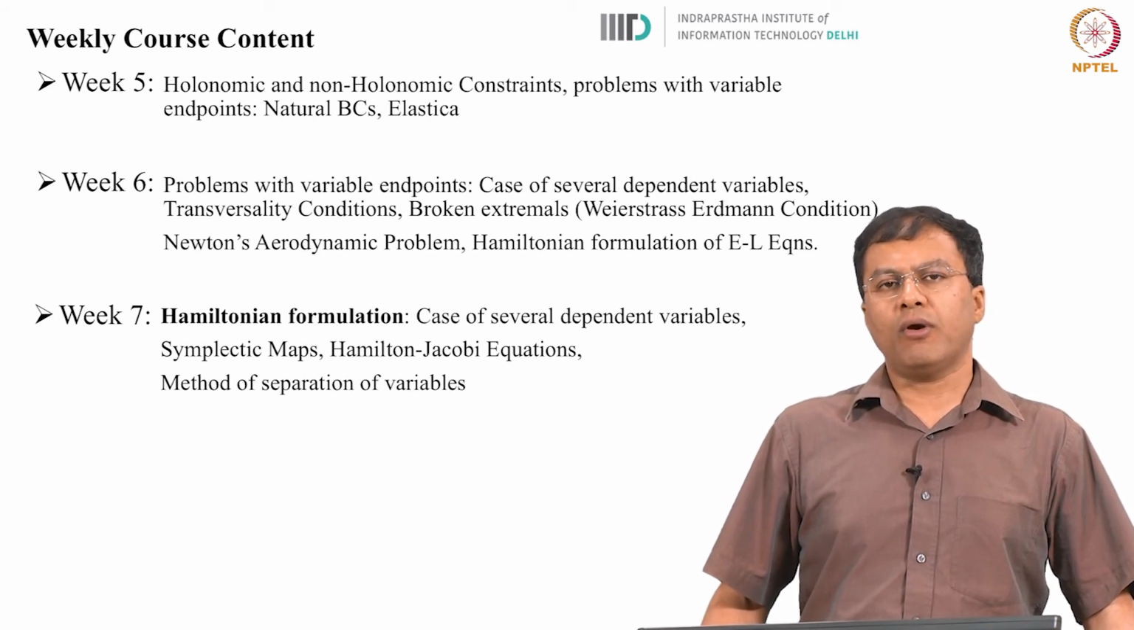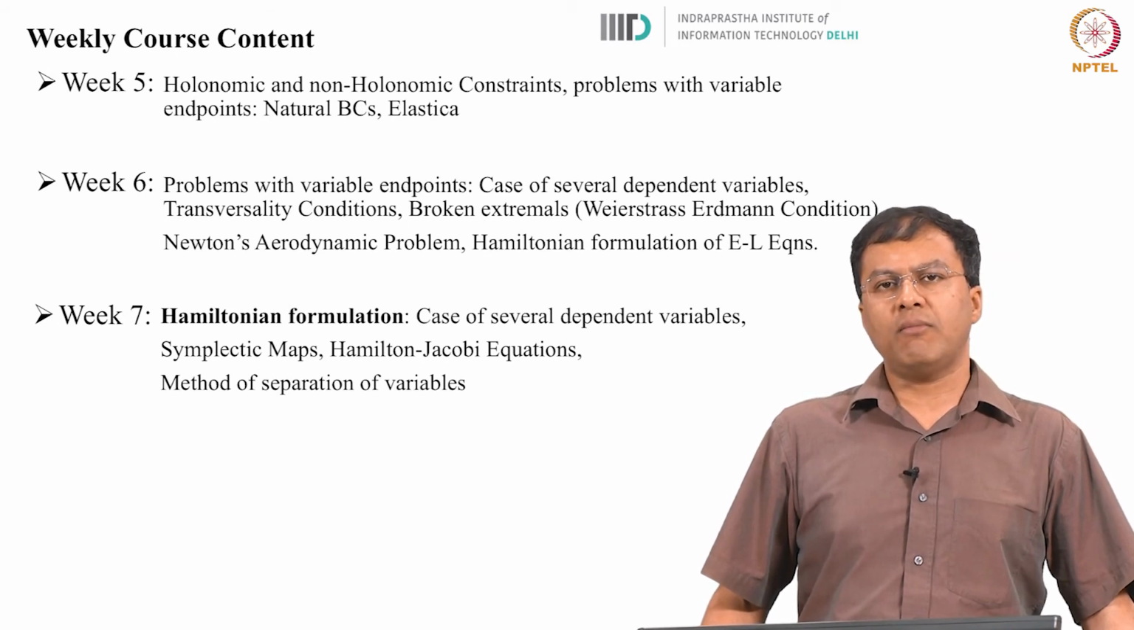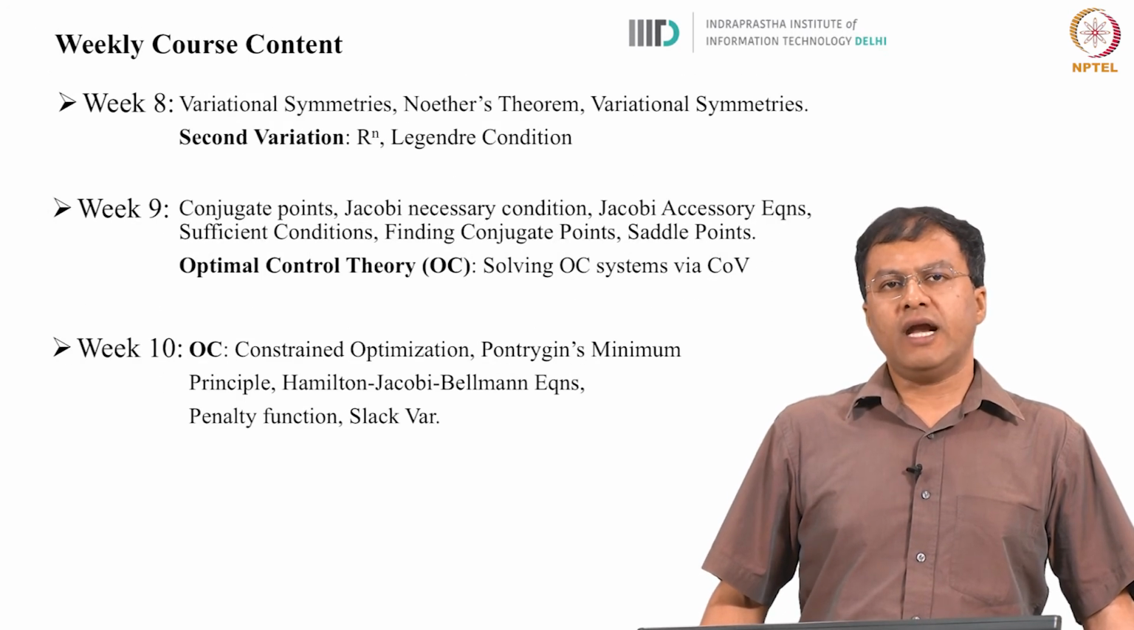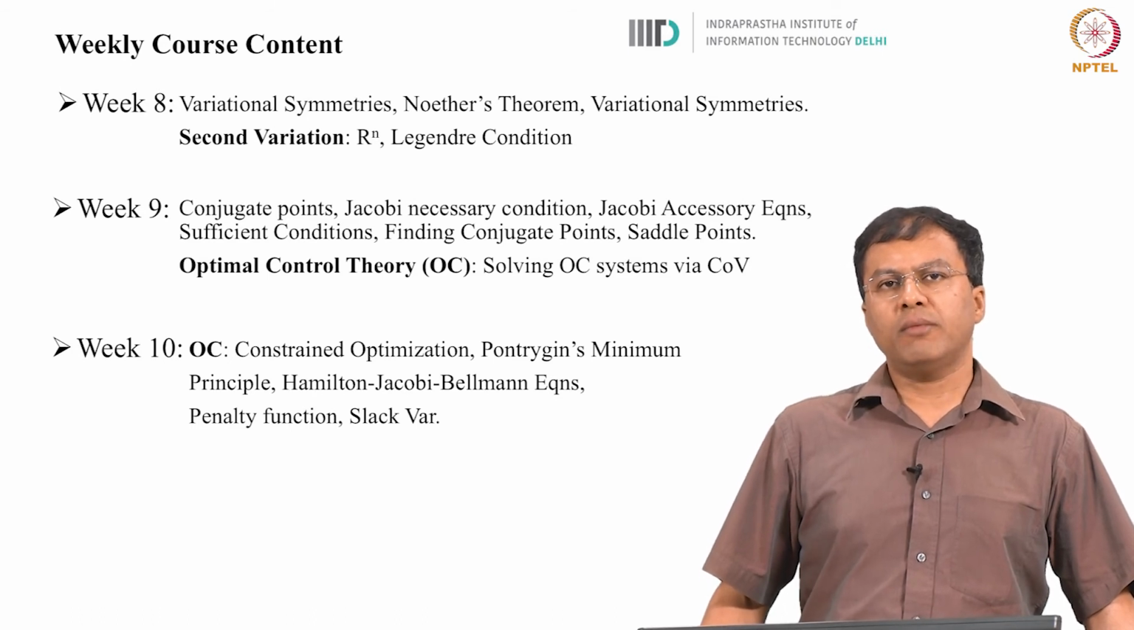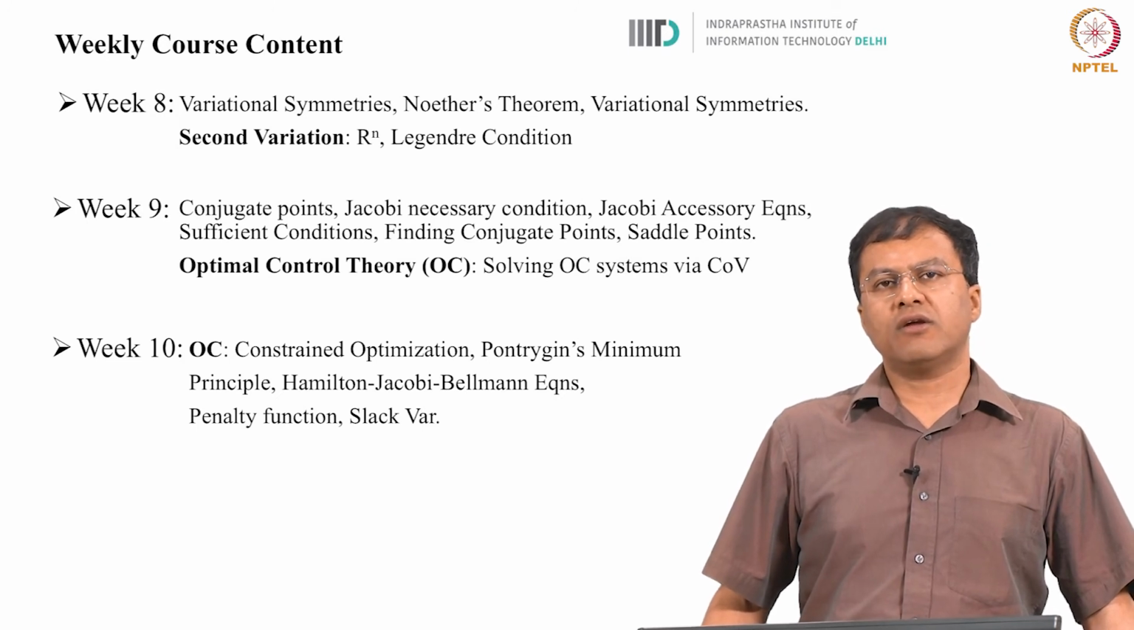I will also look at a particular way to solve the Hamilton-Jacobi equation, namely the method of separation of variables. In the 8th week we will touch upon the concept of variational symmetries, or the transformation which reduces the Euler-Lagrange equation into a simpler form. We will also discuss Noether's theorem, which relates to the concept of variational symmetry. We will then look at the sufficient condition to determine the nature of the extrema found using the first variation, namely looking at the second variation of the functional.